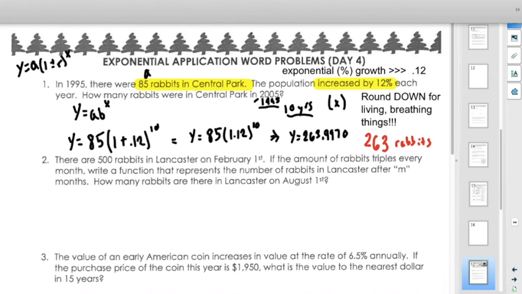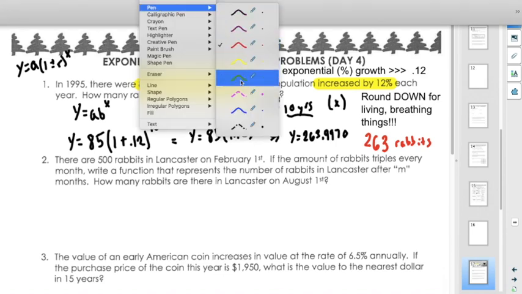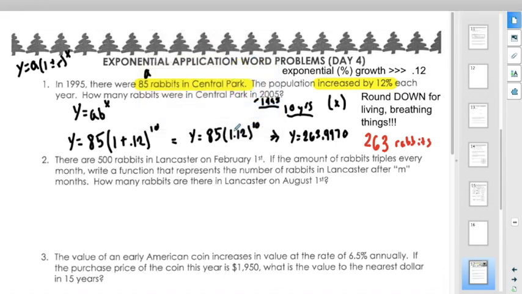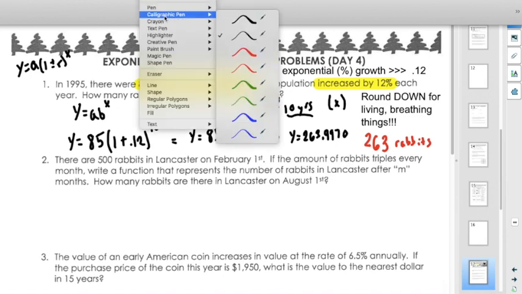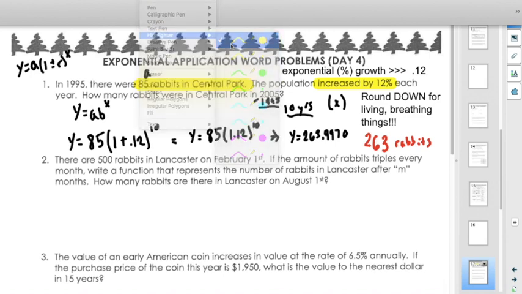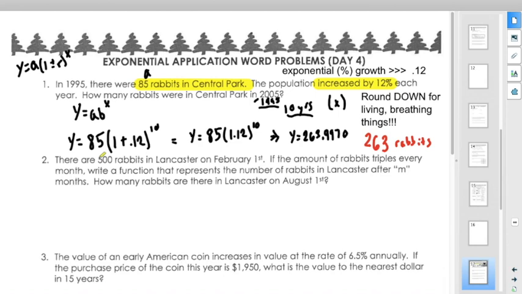On to number 2. There are 500 rabbits in Lancaster on February 1st. Let's get the highlighter back out. 500 rabbits on February 1st. If the amount of rabbits triples every month, write a function that represents the number of rabbits in Lancaster after m months. And then it wants us to find how many rabbits are there in Lancaster on August 1st.